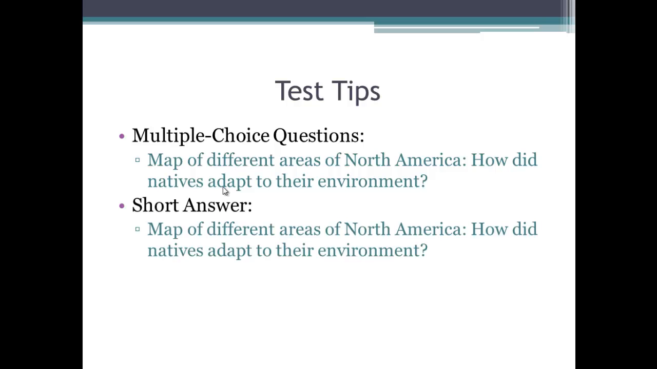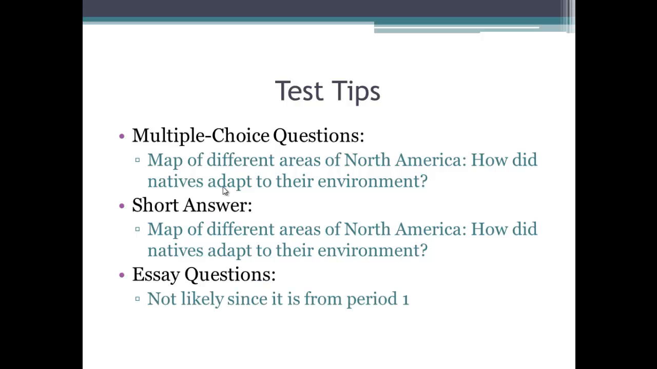Short answer, same exact question you could see, except you'd have to explain it. So I would be familiar with different areas of the Southwest, the Great Plains, and then the Northeast. How did natives adapt to their environments? Now, the essay questions, you're not likely to see one because it's from period one. And if you do see one involving period one, it will not exclusively involve period one. It will also involve period 2 or 3, for example.